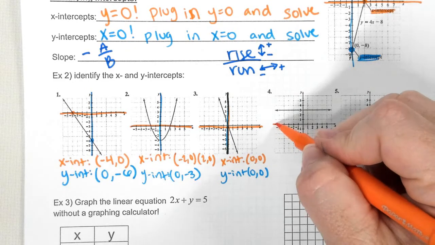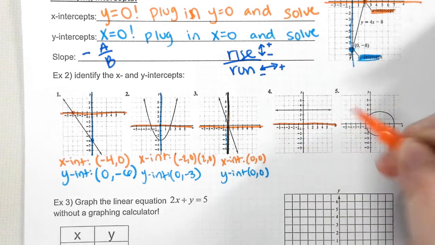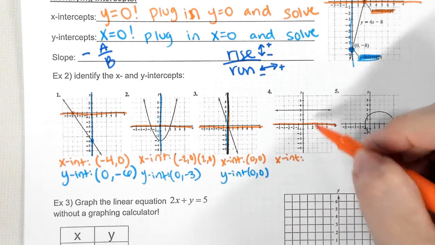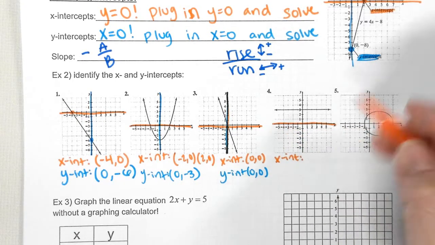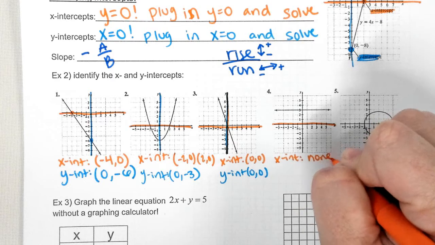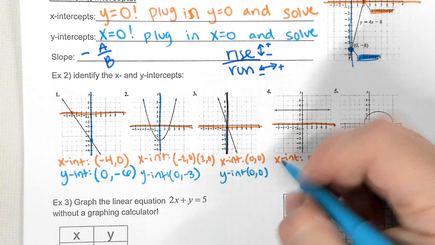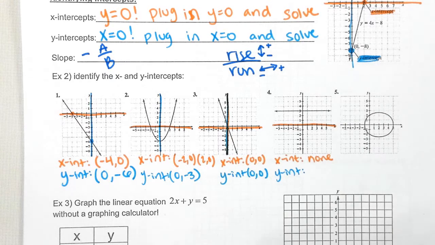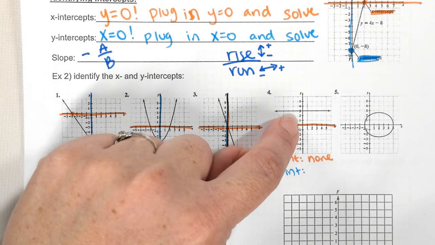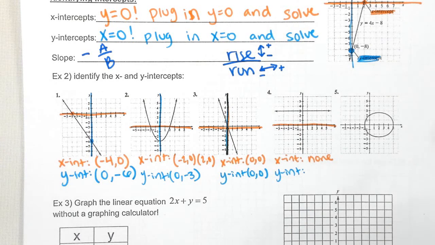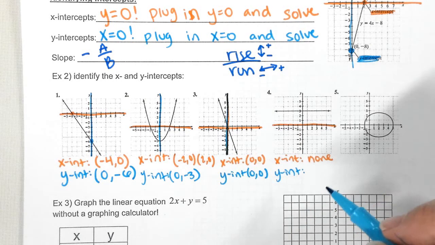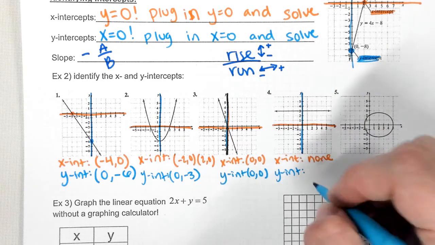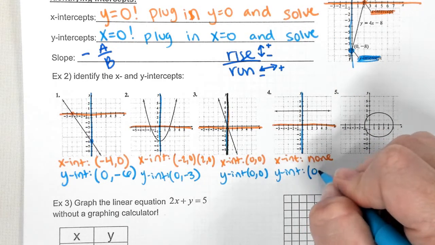Okay, x-intercept. What's my x-intercept on number 4? It's somebody different. Does it ever touch the x-axis? No, so it's none. And don't put 0, because 0 is a number, and that's telling me you think it touches at the origin. Does that make sense? Just put none. Okay, what's your y-intercept? Somebody said it. How do I write it as a point? Perfect.